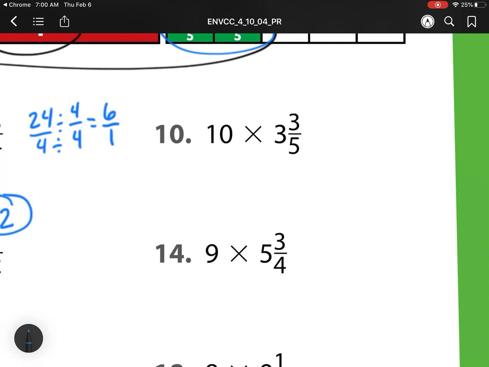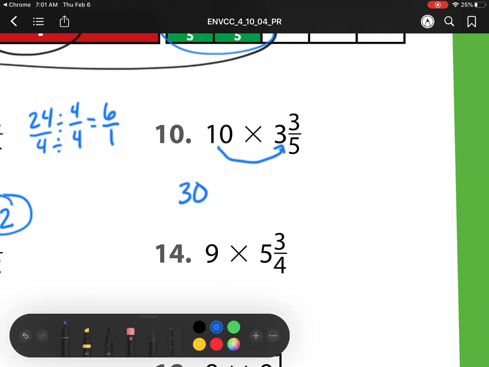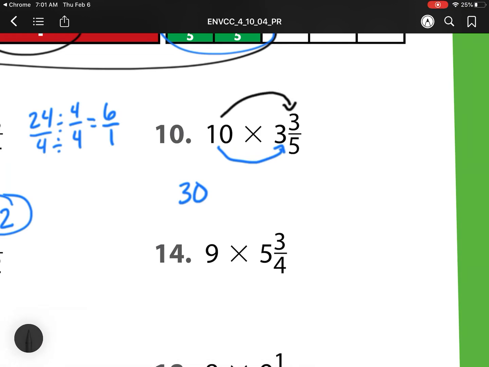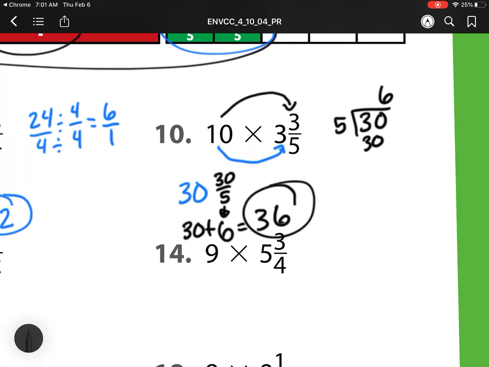Number 10. Multiply those whole numbers first. 10 times 3 is 30. Then I multiply my 10 times my fraction. 10 times 3 is 30 over 5. And I know this 30 over 5 is the same as 30 divided by 5, which gives me 6 wholes. It can go in 6 times. So I have 30 plus 6 is equal to 36.